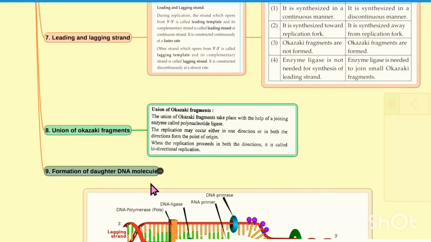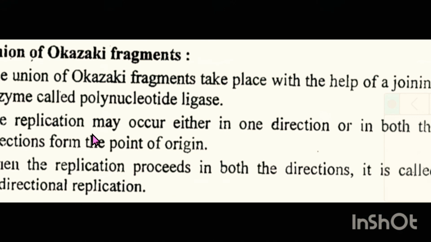See the union of Okazaki fragments. Here the union of Okazaki fragments takes place with the help of the joining enzyme called polynucleotide ligase. Important one, polynucleotide ligase. And the replication may occur either in one direction or in both directions from the point of origin. One direction or both directions, replication proceeds.